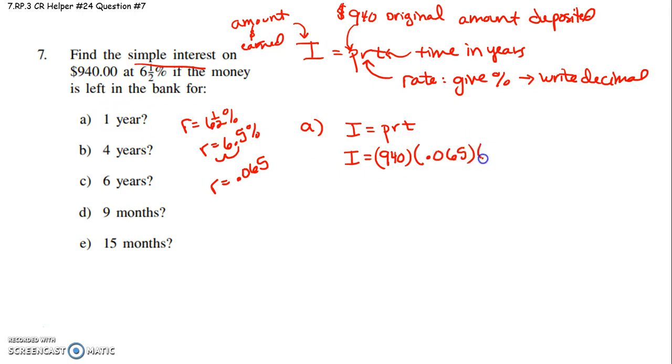And for letter A, the time is 1 year. What's that interest? So you just take 940 times 0.065, $61.10. 61.1 is what my calculator gave me. So that's $61.10 for 1 year. If I multiply that by 4, I'll get for 4 years.